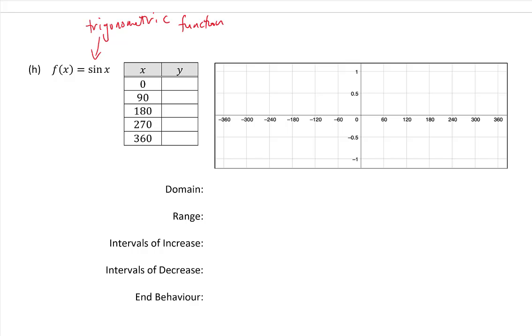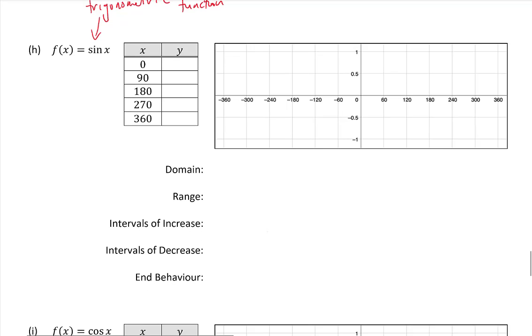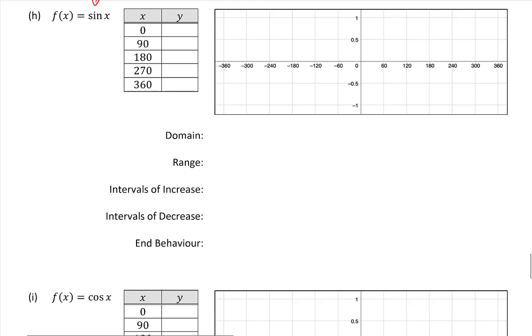So the last two are trigonometric functions. So starting with sine, if you want to check these, make sure your calculator is in degree mode. So if I want f at 0, I want the sine of 0 degrees, and that's going to give me 0. If I did the sine of 90, that's going to give me 1, then 0, then negative 1, then 0. So if you recall from last year, our sine function looks like this.